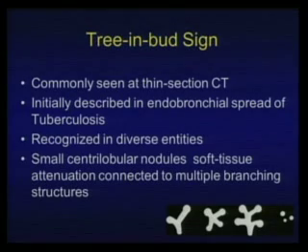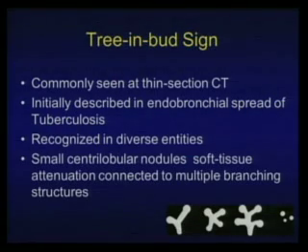Tree-in-bud pattern, you are very familiar with this, it's very common. So there are branching opacities. And this branching opacity is because the small airway is involved. Actually, this was described in cases of tuberculosis, but it's not the only case that we can see. So I will give you in the future a lecture about all the abnormalities in which you can see the tree-in-bud pattern, because this could be in the small airway.